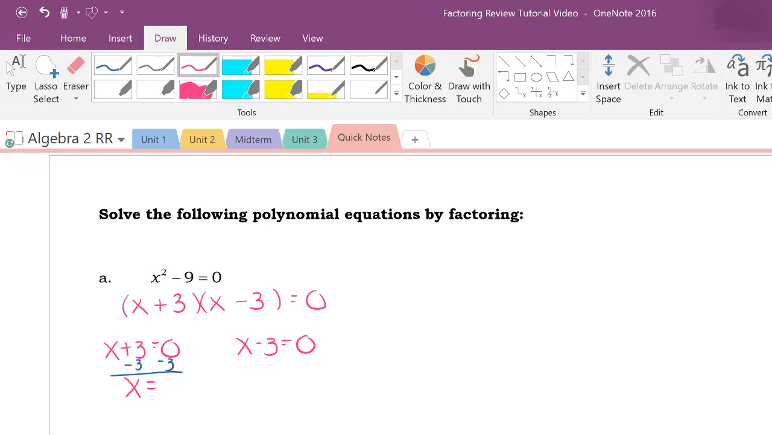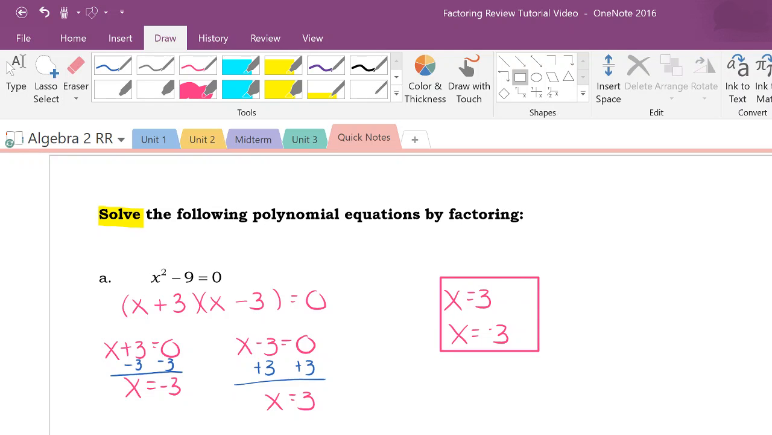Leaves me with x equals negative 3. And in the second example, I'm going to add 3 to both sides, leaving me with an answer of x equals 3. So notice the directions here. They're saying solve the following. So I have to make sure that I'm clearly denoting that my answer is x equals 3 and x equals negative 3. I'm going to box that up as my final answer.